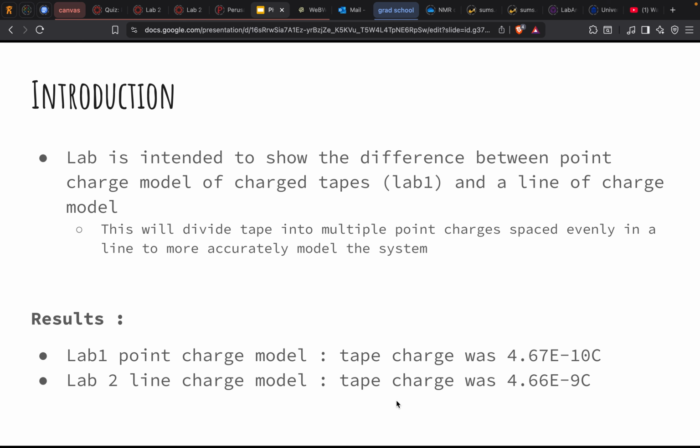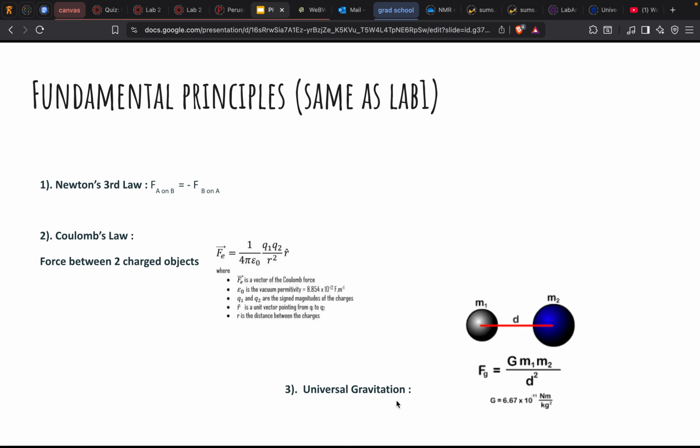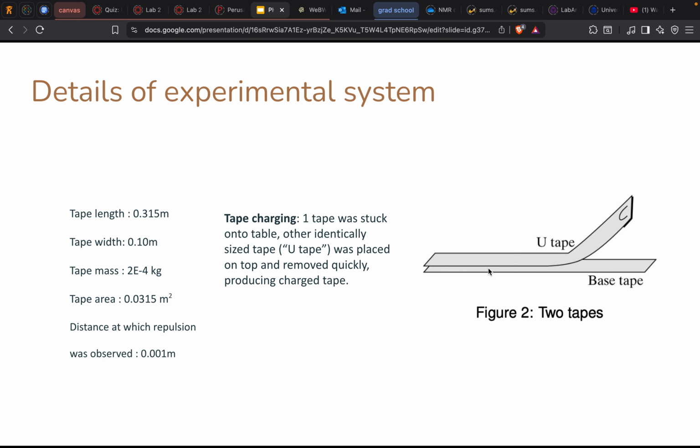In the Lab 1 point charge model, the tape charge was found to be 4.6 times 10 to the minus 10 coulomb, and in our line charge model it was found to be 4.6 times 10 to the minus 9 coulomb, so an order of magnitude difference. The fundamental principles here are the same as Lab 1. We're using Newton's third law, where the force of A on B is negative the force of B on A. Coulomb's law describes the force between two charged objects. And the law of universal gravitation describes how objects are attracted towards one another gravitationally.